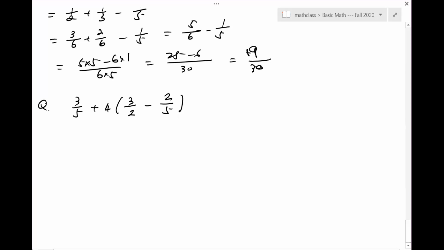Yeah, you should look at all those numbers to see what is the best way to simplify.